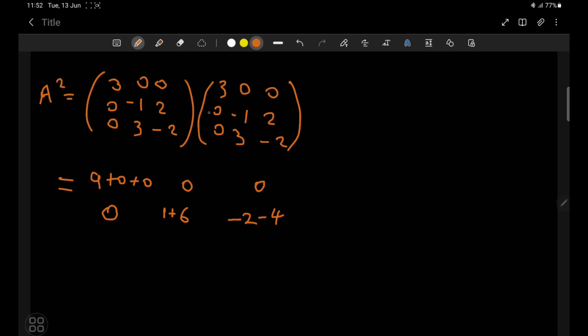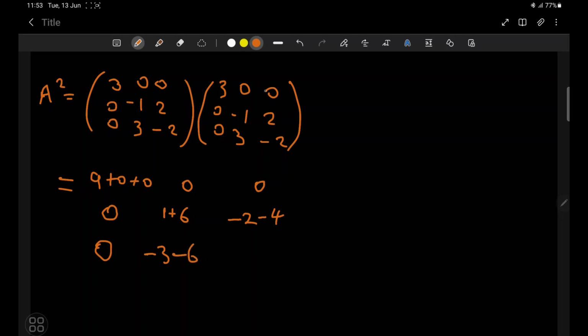So 0 by 3, that's 0. And the rest are zeros, so we'll just have a 0 here. Then 0 by 0, it's 0. 3 by negative 1, we'll have a negative 3. Then negative 2 by 3, that's negative 6.